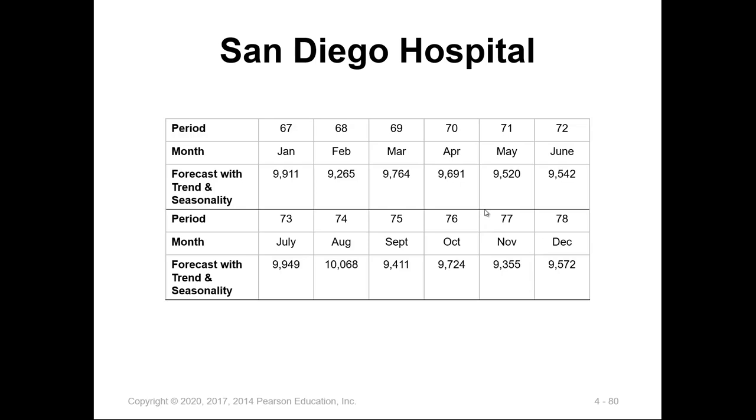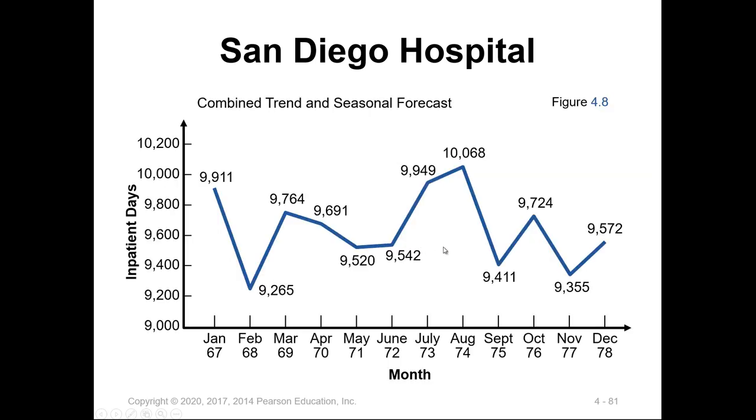This is with adjustment, the trend with seasonality. So the forecast with trend and seasonality will be calculated, and as you can see in this table, it's shown for the other months from January all the way to December. By combining the trend and the seasonal forecast, the hospital was better able to forecast patient days, which also assisted in staffing and budgeting for the next 12 months.